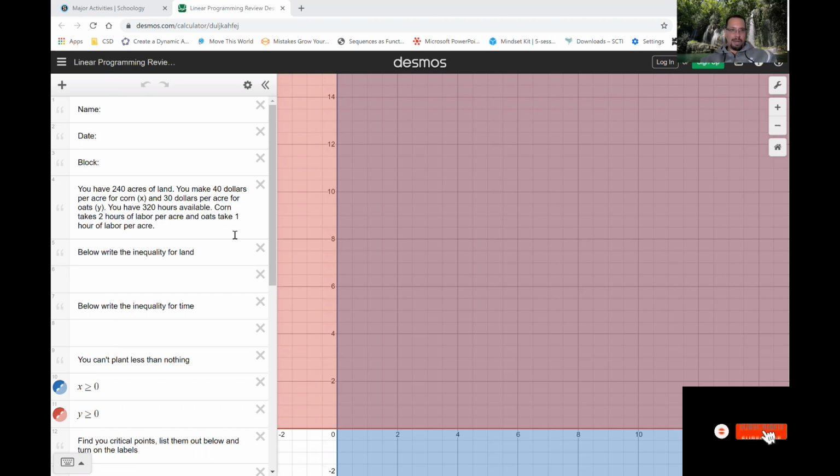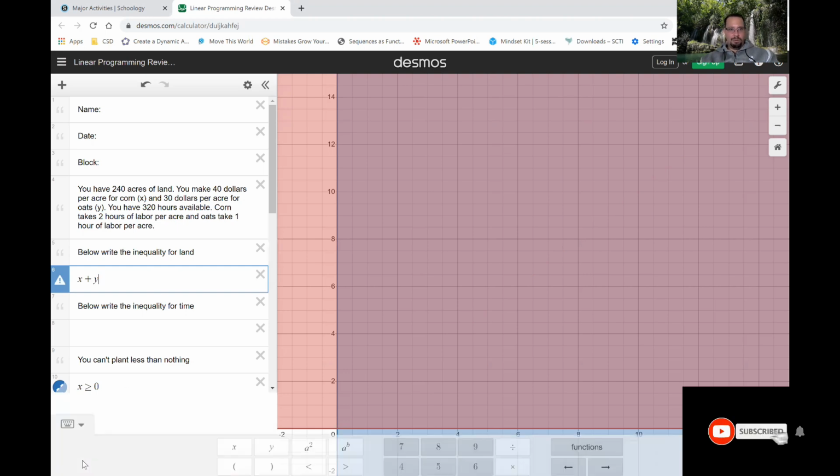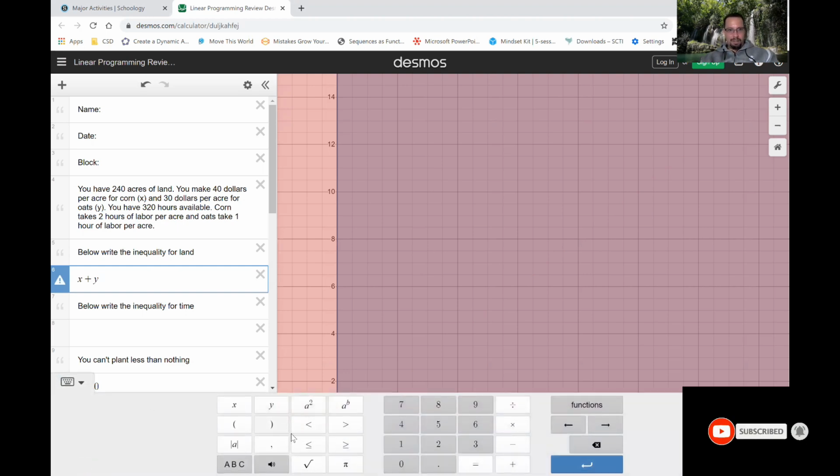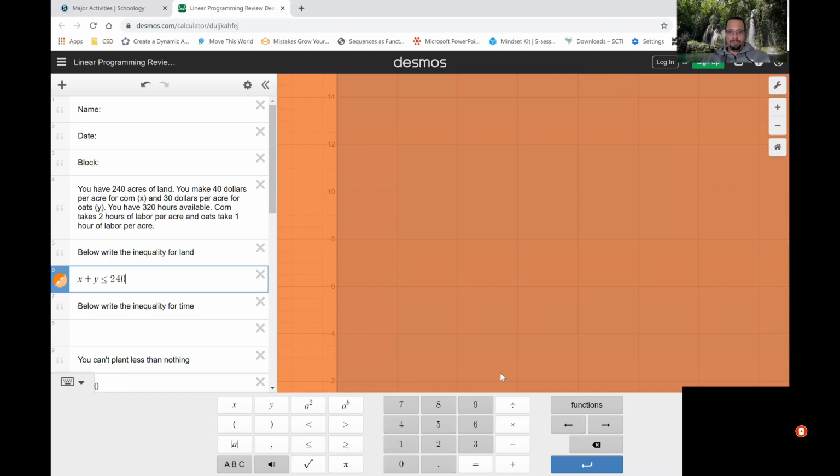So first, we're being asked to write an inequality for land. Since we're not specifying that you could be using twice as much corn or twice as much oats or 3 times as much, we're going to assume that they will be the same. So we'll say x plus y, and then we hit our little toolbar here and we find our less than or equal to, because we could use up to 240 acres of land. We could use 240 exactly. So less than or equal to 240.